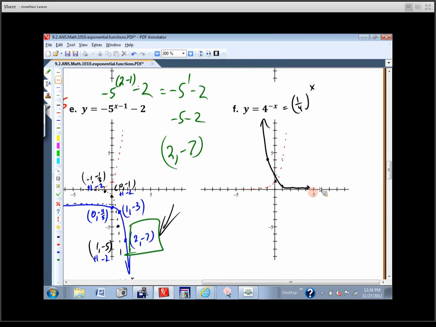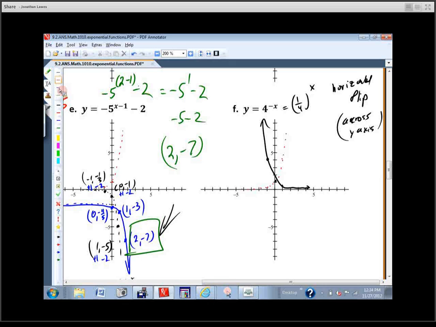It is reflected. Okay, we're going to call it a horizontal flip. It flips it across the y-axis. This seems a little bit weird, but by replacing x with a negative x, you flip it across the y-axis. If you multiply the x by a negative, what would this do?